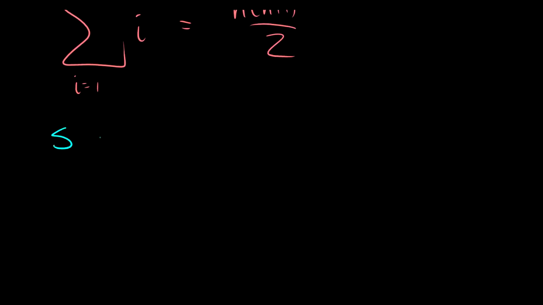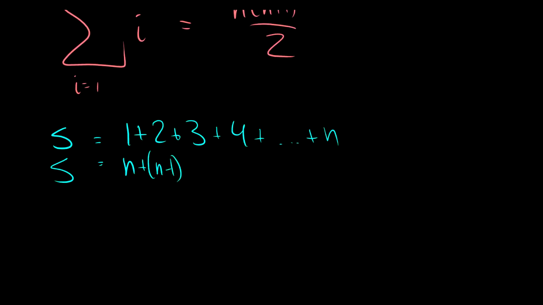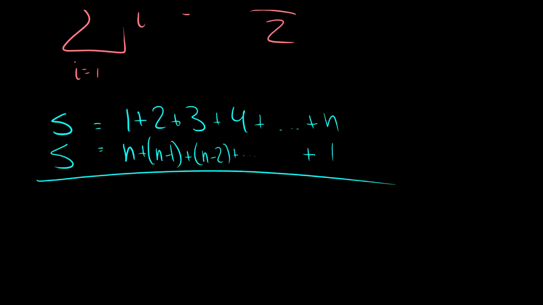We're going to take s. This is going to be equal to 1 plus 2 plus 3 plus 4 all the way up to n. We're going to take the same sequence, except we're going to take it backwards. So this is n plus n minus 1 plus n minus 2 all the way up to plus 1. Okay, let's add these together. Let's add this whole sequence together.